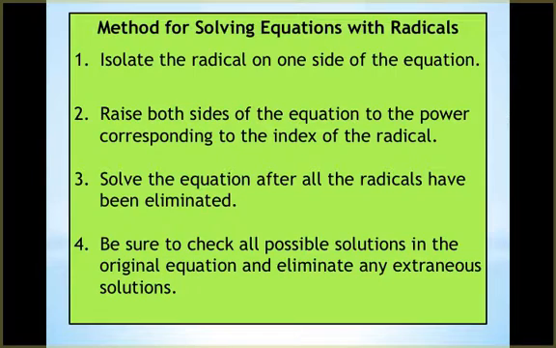If you only have one radical, you want to isolate that radical on one side of the equation. If you have more than one radical, you want to get one radical on the left side and another radical on the right side. Once you separate your radicals, raise both sides of the equation to the power that corresponds to the index. So if you're doing a square root, you're going to want to square both sides, or if you're doing a cube root, you'll cube both sides. Then after you raise both sides and eliminate the radical, you're going to solve the equation like we've previously done.